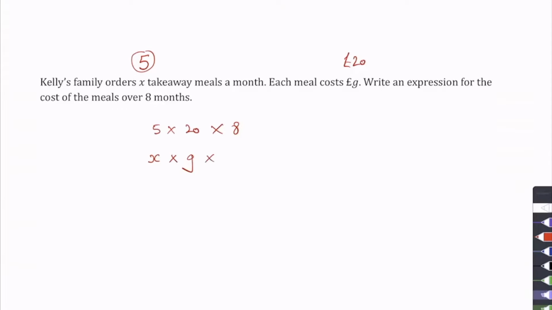It's 8 months. And when you write algebraic expressions, you actually don't need the multiplication sign. So we can remove that. And that's just X, G, 8. But in algebra, we tend to put the number first. So we can write this as 8xg, and that is your expression.